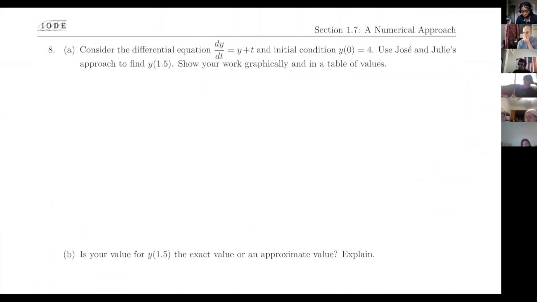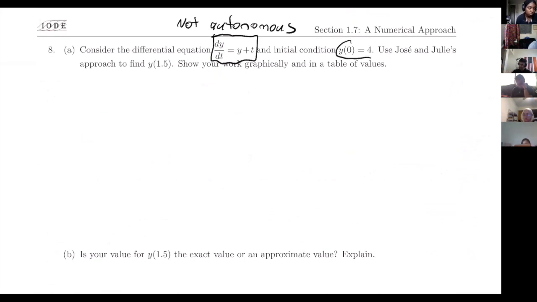Okay, so let's see what happens on number 8. The thing that we want to be careful about here is that this differential equation is no longer autonomous. This depends on both variables y and t. But that doesn't really affect much. So here, what we want to do is come up with an approximation for the value at 1.5.